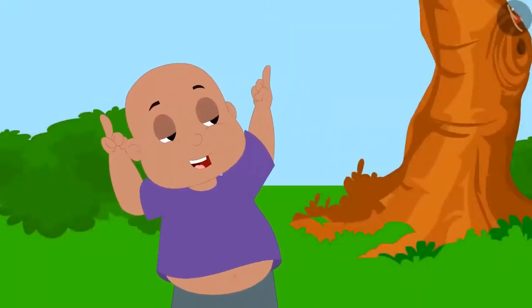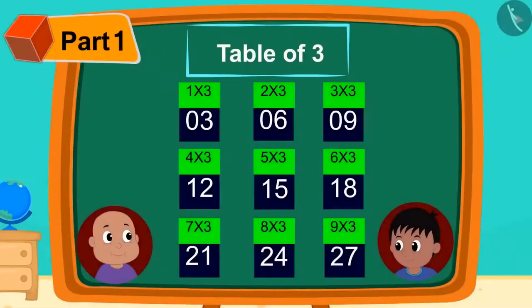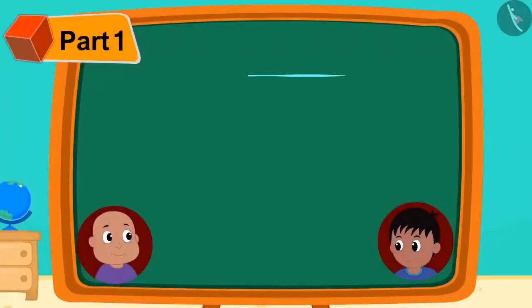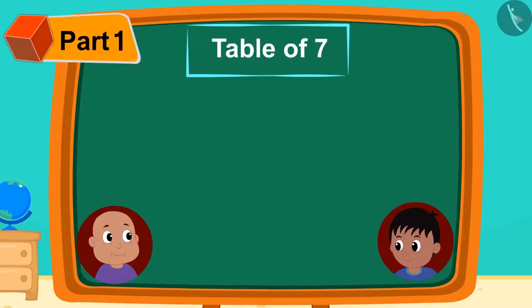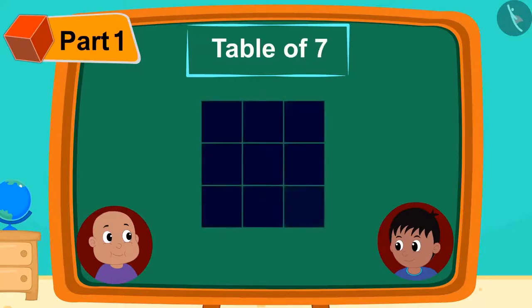Bablu started dancing happily. Do you know why? Because he could see the table of 3 here. Now Raju made a structure similar to the table of 3 for a table of 7. But this time, Raju started writing numbers from 1 to 9 from this box.